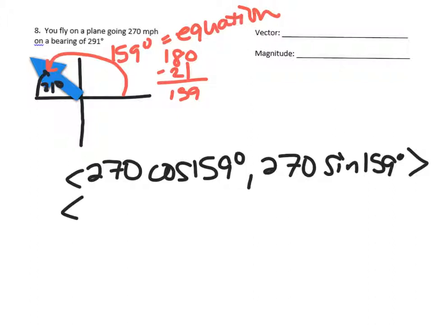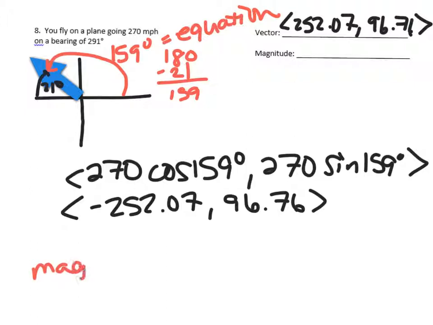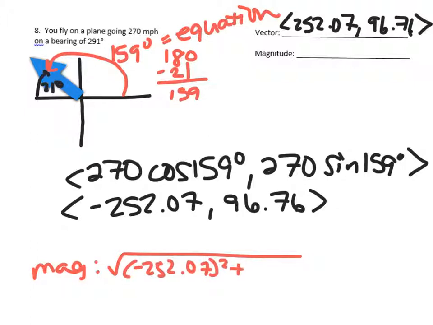If I plug those in the calculator, I'm going to get negative 252.07, 96.76. So negative 252.07, 96.76. And then my magnitude, if I want to double check it, negative 252.07 squared plus 96.76 squared is going to give me my 270 miles per hour, if you want to double check it.